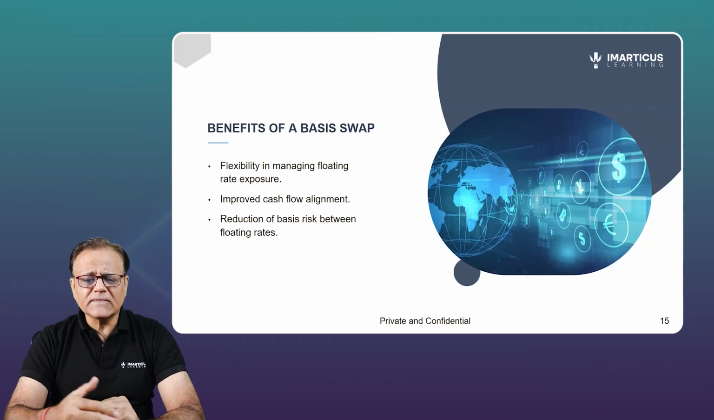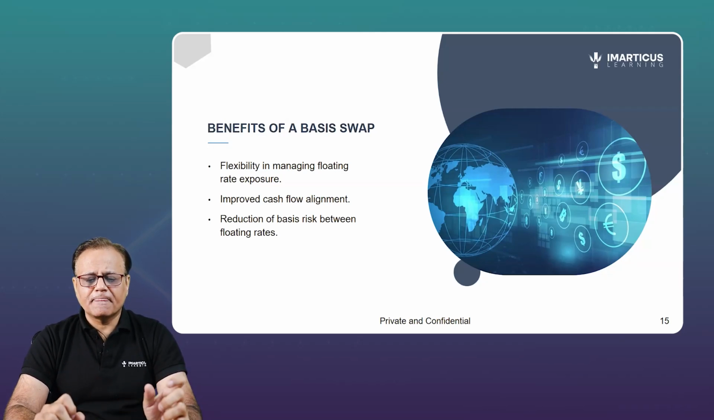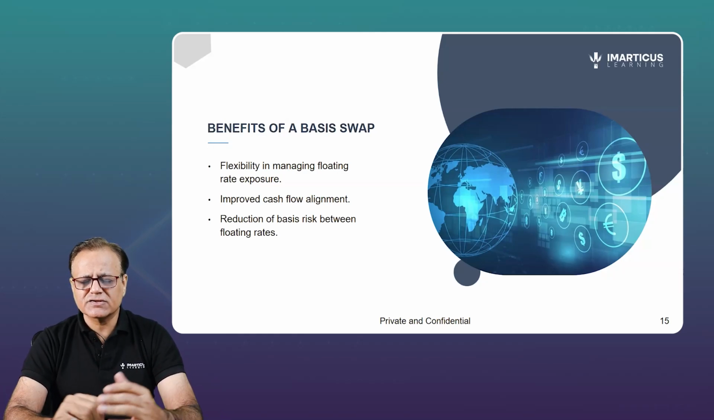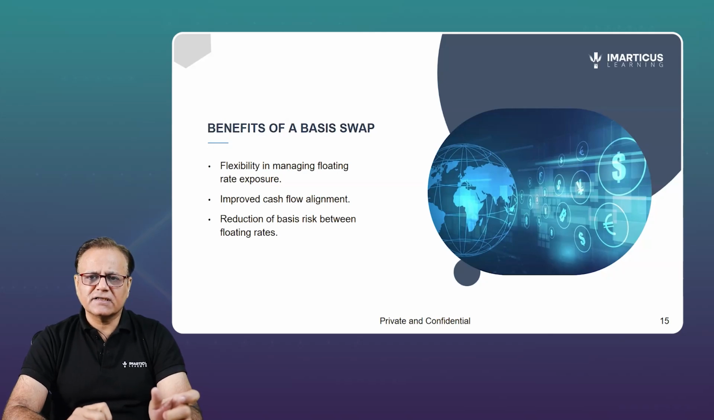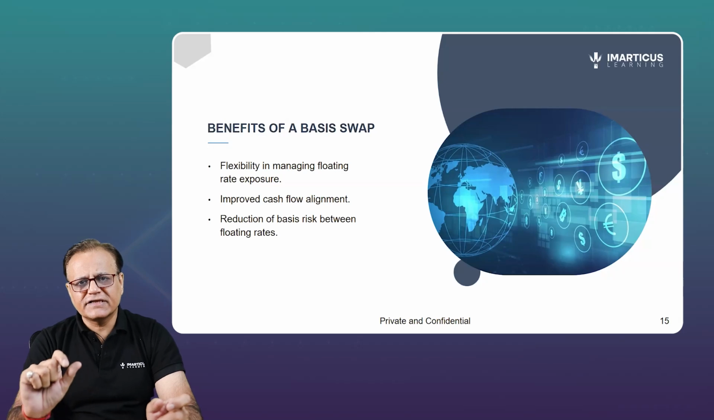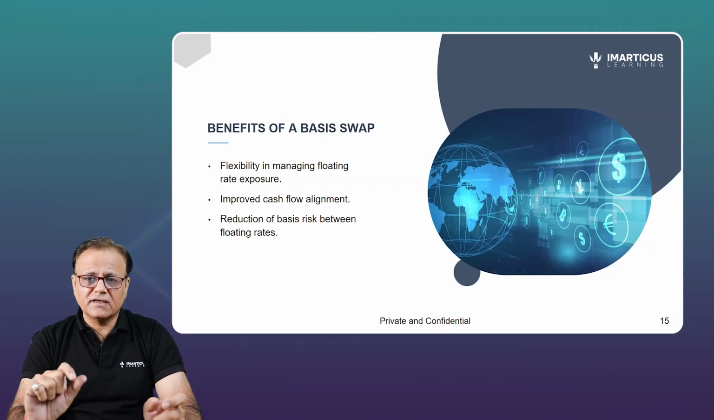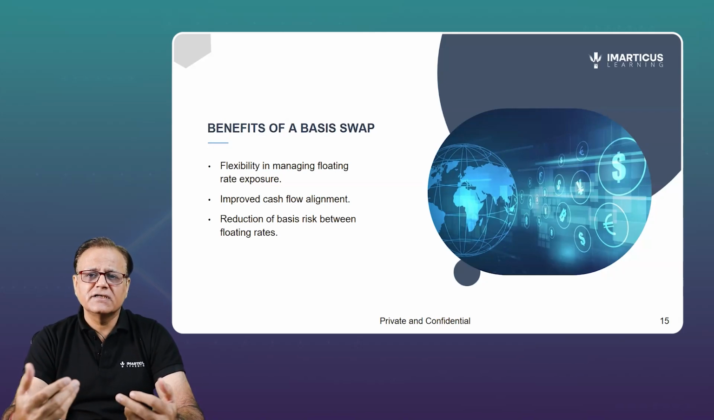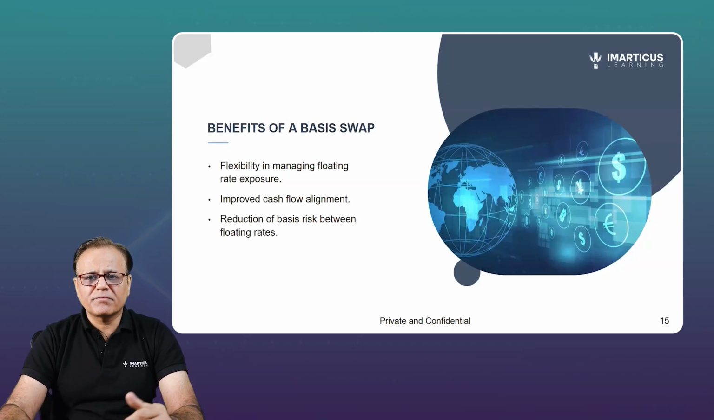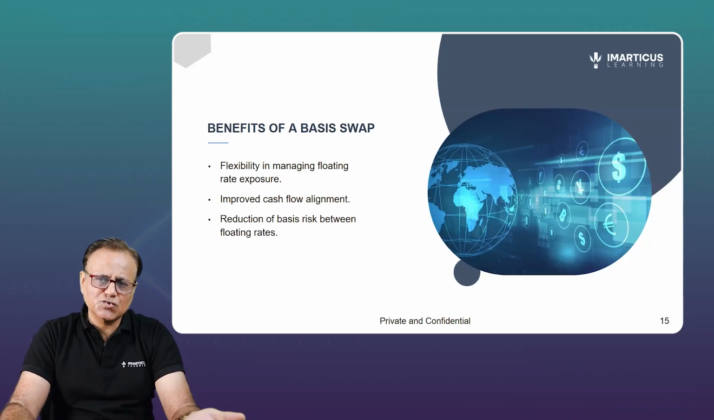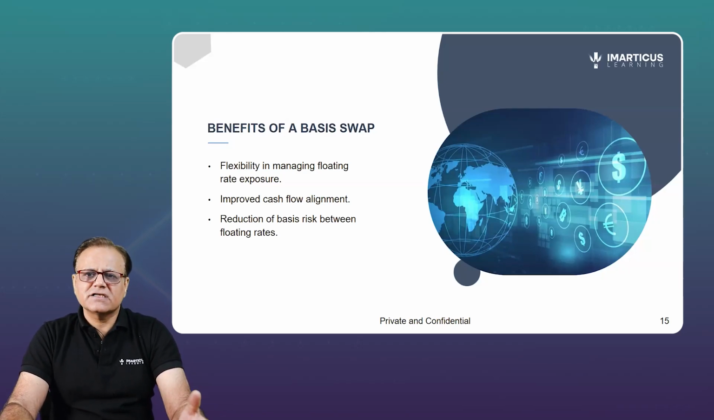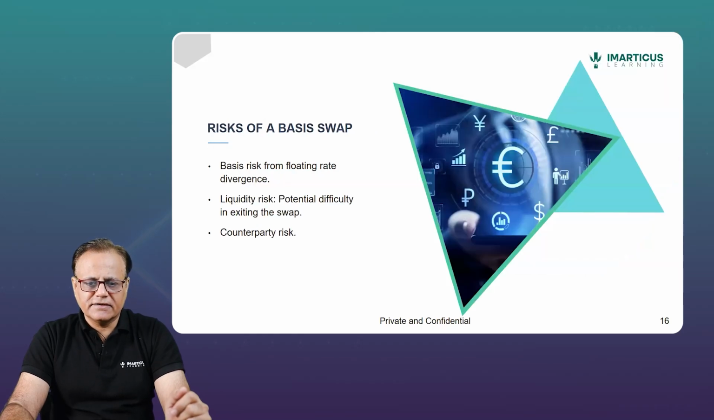Cash flow alignment we've already spoken about, and the floating rate, because there are two different benchmarks, two different periods, there will be a difference in the two periods. There will be a basis which is subject to a risk and which has to be hedged or mitigated. And such a swap can help mitigate such a risk to a large extent as such.